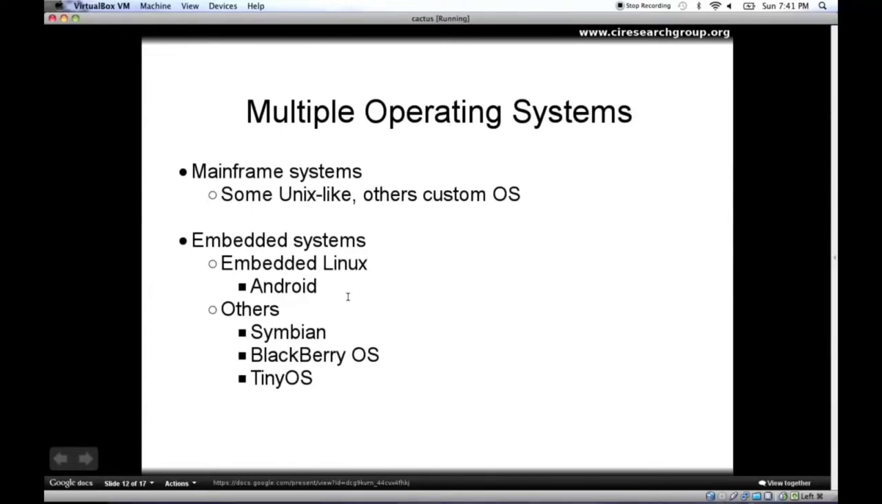Now, there are some mainframe systems out there also, some of which are Unix-like, some use custom operating systems. There are a variety of players in the embedded systems market. However, that's presently dominated by Android, with Apple's iOS, which is based on Mac OS X, in close second. Others, Symbian, BlackBerry OS, Tiny OS, are confined to smaller markets.